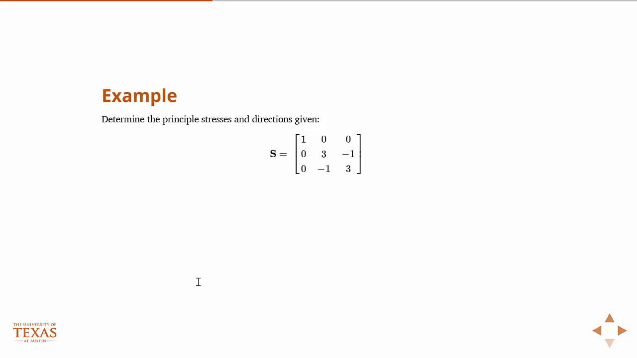We have to come up with the characteristic equation. How do we do that? We want to solve the determinant of S minus lambda I equal to 0 for lambda. Okay, so the first thing we'll do is write down S minus lambda I.